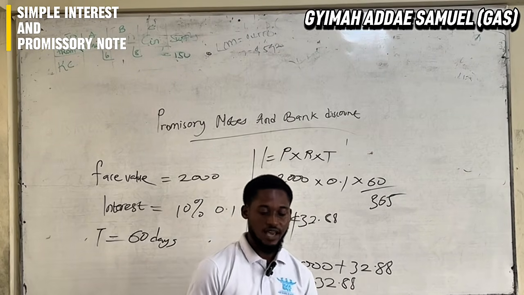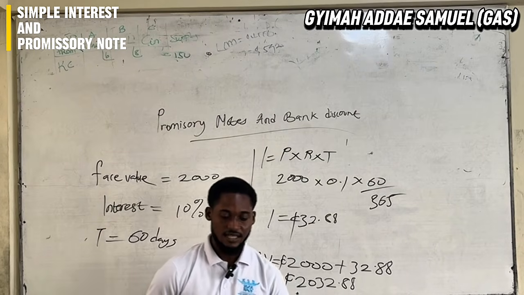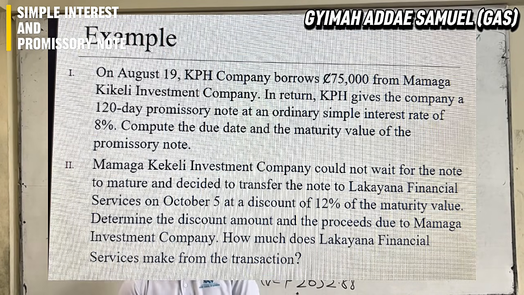So now we have a question here, and we'll solve this question nicely, then we will be done. It says on August 19th, KPH company borrows 75,000 from Mamaga Kikeli Investment Company. In return, KPH gives the company a 120-day promissory note at an ordinary simple interest rate of 8%.